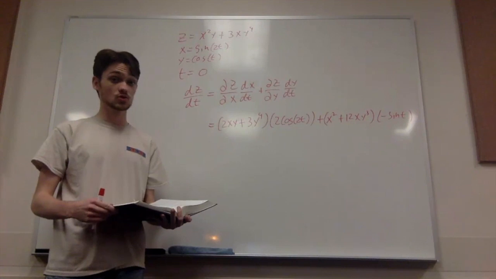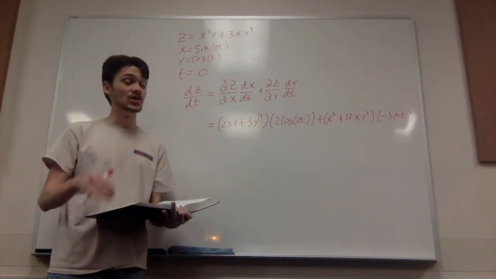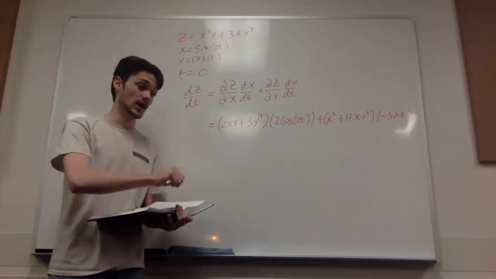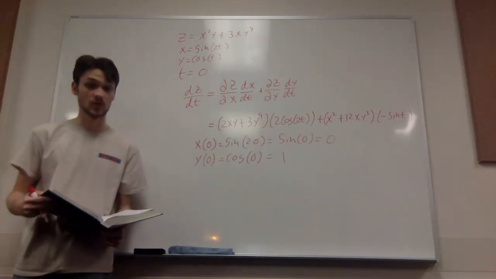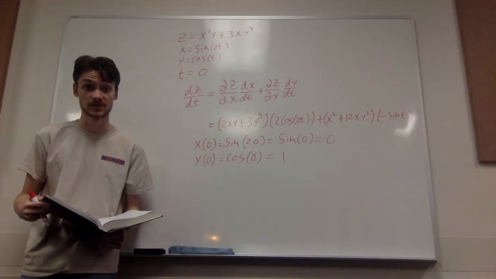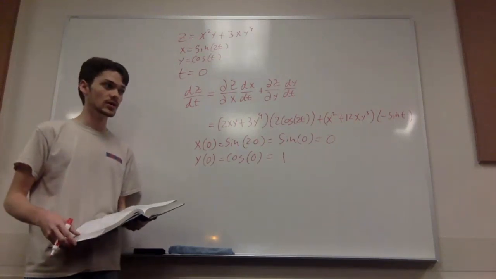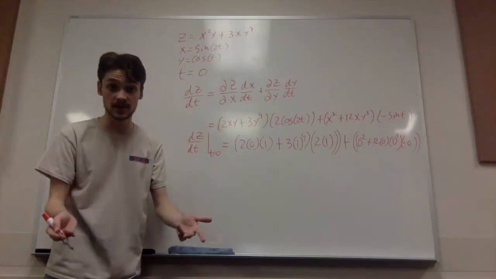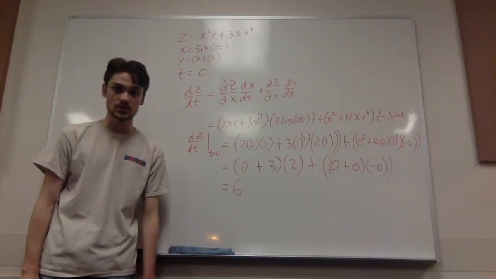But first, we need to remember that x and y don't just mean x and y, because obviously we aren't specified x and y by the problem. x of 0 and y of 0 are 0 and 1 respectively. Finally, we can plug everything that we know into that equation. We've plugged everything in, now let's just simplify. dz/dt at t equals 0 is 6.